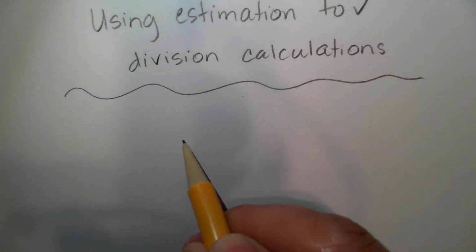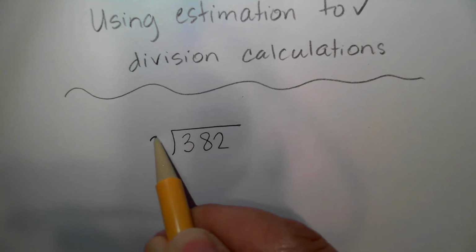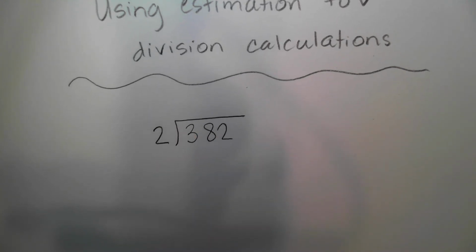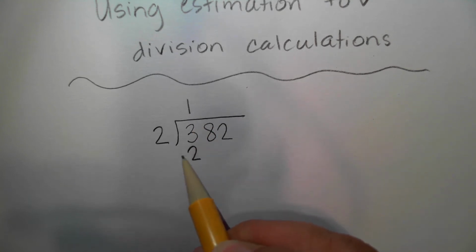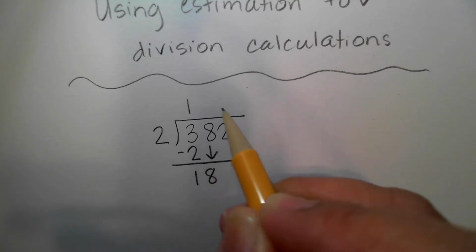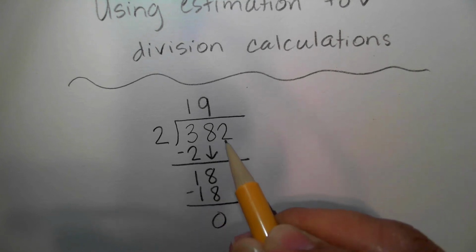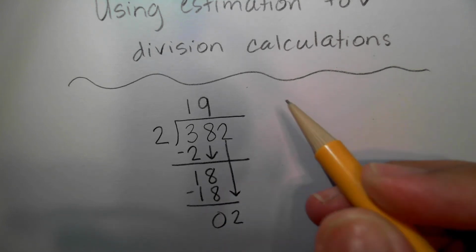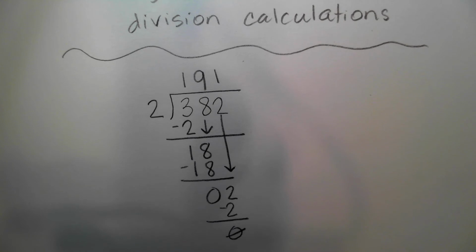For example, if I have 382 divided by 2, and I went ahead and divided that. 3 divided by 2 is 1. 2 times 1 is 2. Subtract, get a 1, bring down the 8. 18 divided by 2 is 9. 2 times 9 is 18. Subtract, and we bring down that last 2. 2 divided by 2 is 1. 2 times 1 is 2. Now I have no remainder, and I'm done with my division problem.